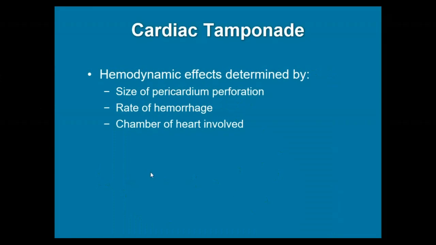So what determines the hemodynamic impact of this? Size of a pericardial perforation that results in hemorrhaging, and which chamber of the heart is involved. If it's the left ventricle that's being compressed, then it can manifest itself similar to left heart failure. If it's the right side, if it's the right ventricle, then look for decreased right heart function, which would mean our preload is decreased, the blood that circulated out to the lungs is decreased, then left-sided heart function is decreased. So are we going to be able to tell which chamber is involved pre-hospitally? Probably not.